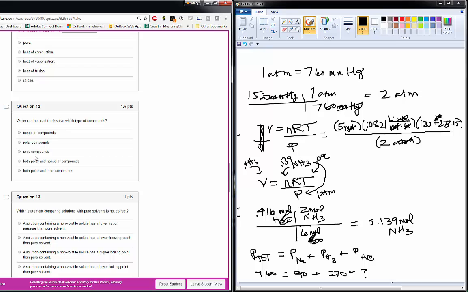Water can be used to dissolve which types of compounds? Since water is polar, it's going to go with polar compounds and ionic compounds as well, which have charge. So we actually want both polar and ionic compounds.